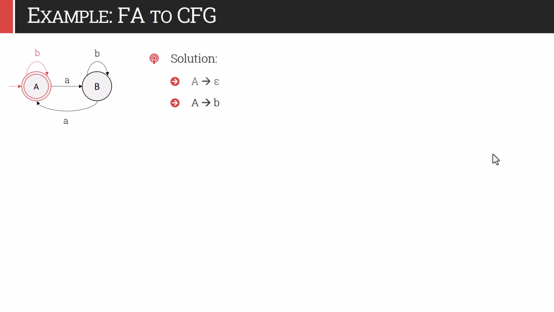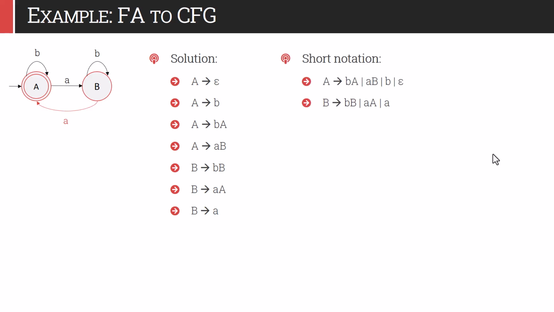And we have two more transitions for A: on reading b, we come back to state A, and on reading a, we go to state B. From B, there are two transitions, a and b, so we add two productions, plus, on reading a it is going to the final state, so a third production. When we read b from capital B, we remain on the same state. When we read small a from B, we go to capital A. And on reading a, we also go to the final state, so we add the production B gives a. This we can represent in short form like this: A has four productions and B has three productions.